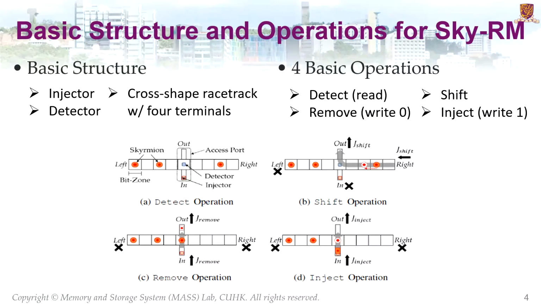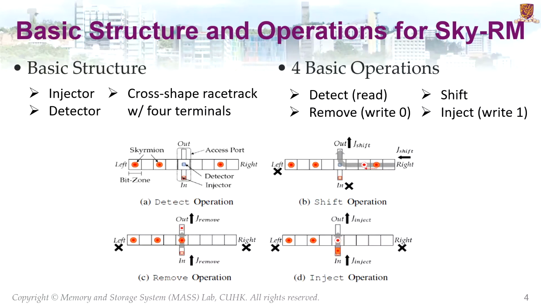Given this basic structure, we can define 4 basic operations. The first one is the detect operation, which is equivalent to the read. It can detect whether there's a Skyrmion at the access port. The second operation is the shift operation. By injecting a current between 2 terminals, the Skyrmions will be shifted along the direction of the current.